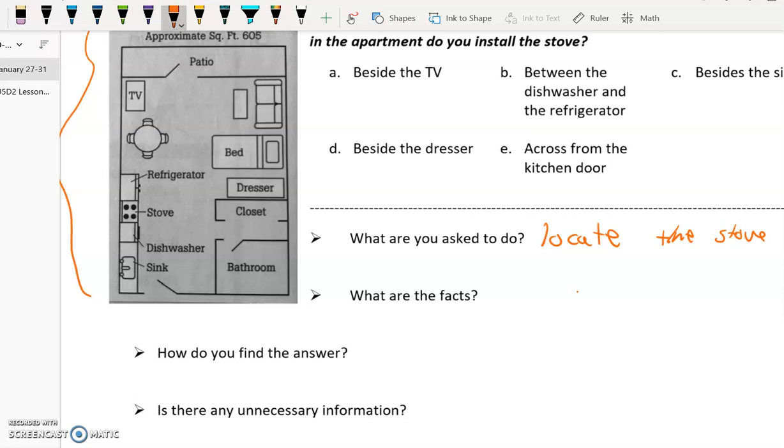So some of the facts that we know are that all of the appliances are labeled. So I'm going to put that down. All appliances are labeled.